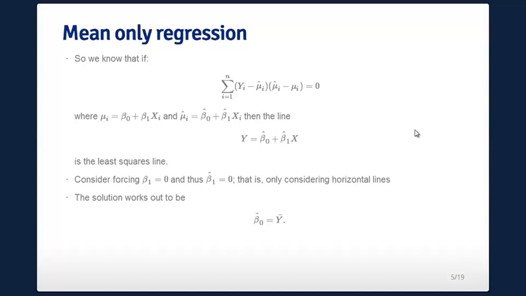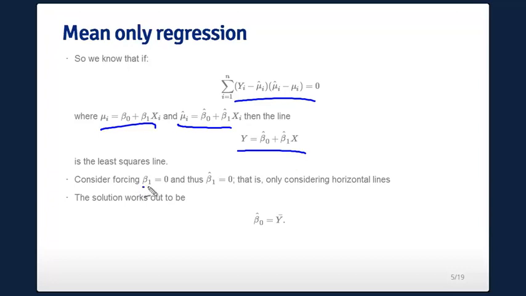So just to recap here, if this criteria is met, where mu I is this and mu I hat is the fitted values, then the regression line y equals beta naught hat plus beta 1 hat x, that line is the least squares line.